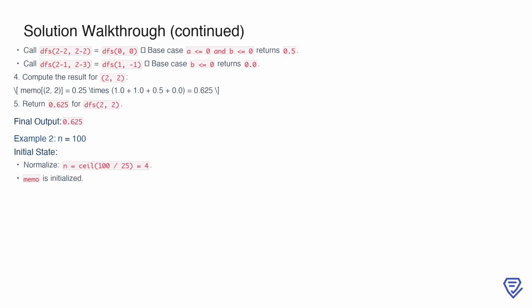The final output for this example, when n equals 50, is therefore 0.625, which represents the probability of soup A finishing first or both soups finishing at the same time.